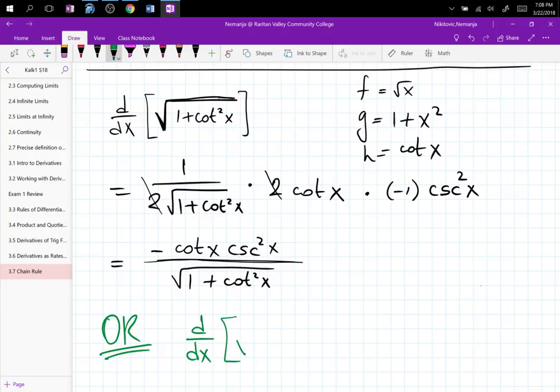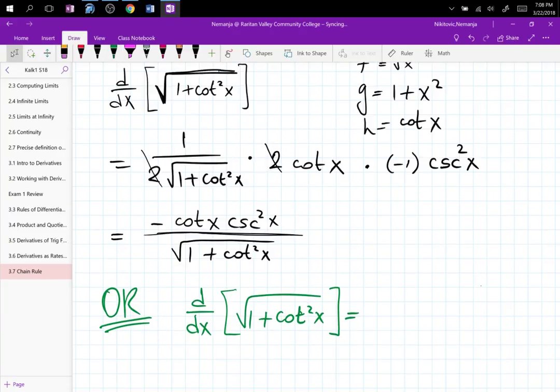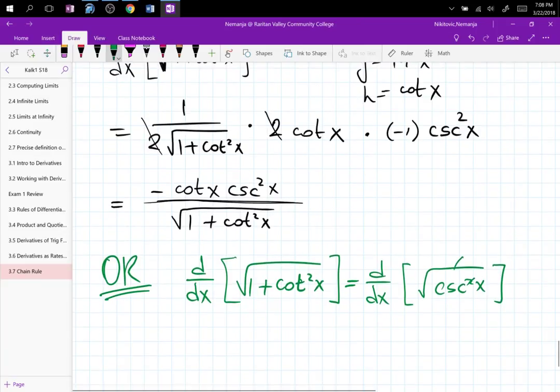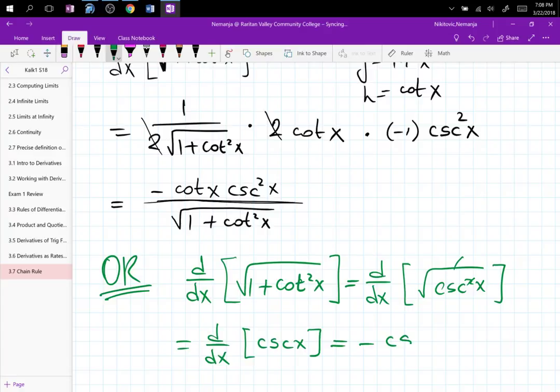The derivative of the square root of 1 plus cotangent squared x. By Pythagorean identity, 1 plus cotangent squared x is cosecant squared x, and then the square and the square root cancel, and we have the derivative of cosecant x, which is negative cosecant x cotangent x.